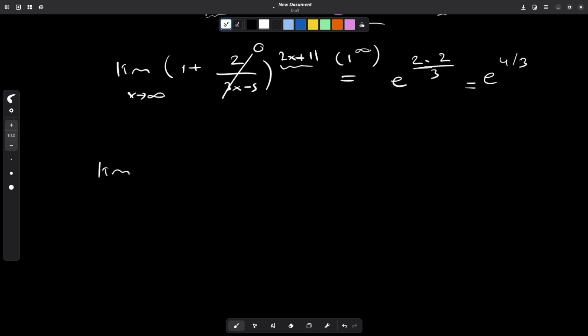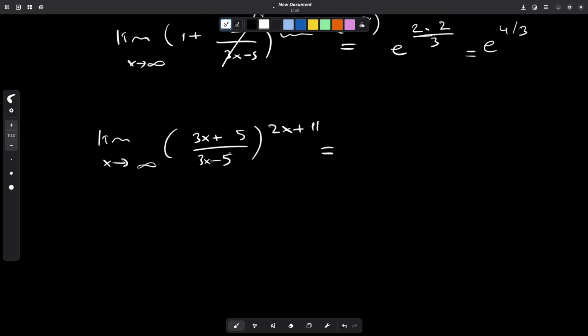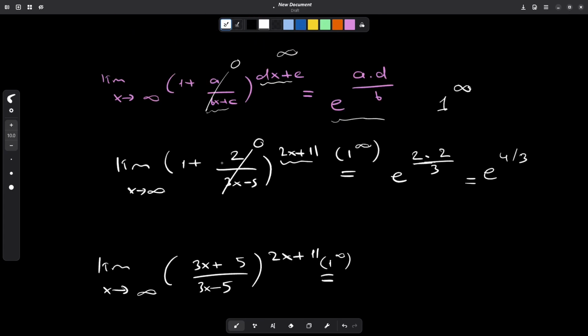Let's do another example. Limit of when my x approaches infinity again. Let's change how the limit looks a little bit so we learn new things, right? It's not a hard topic, of course. Now inside, when I try to plug it in, I'm getting 1 to the power of infinity again. But the form is different. It's not this form, right? So I need to transform this into this form.